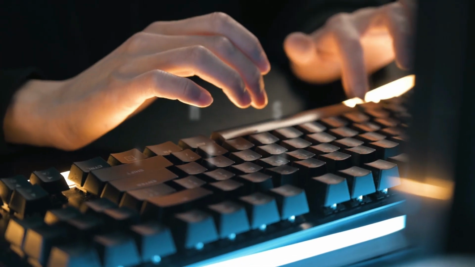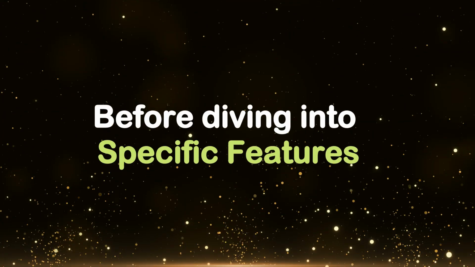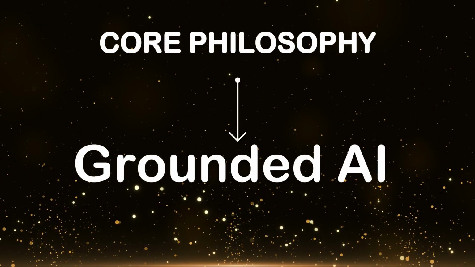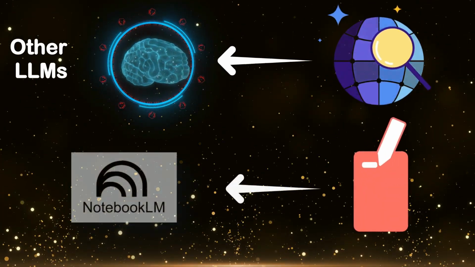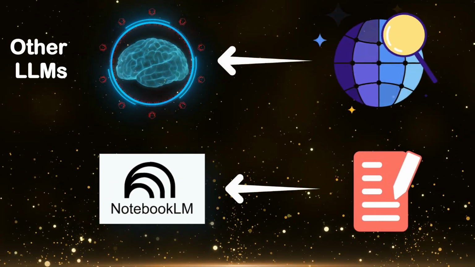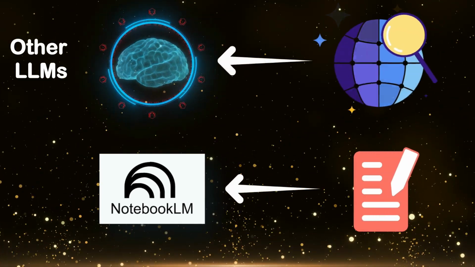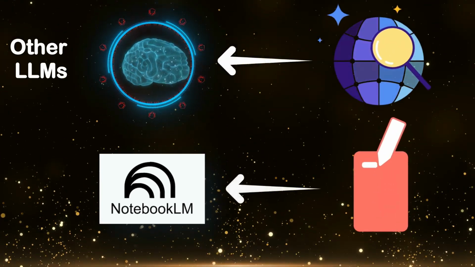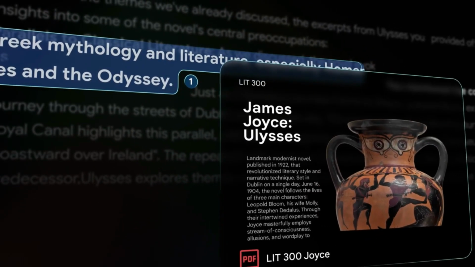Now that you know how to use Notebook LM, let's explore what makes it truly special, the features that will make you say, wow. But before diving into specific features, it is crucial to understand Notebook LM's core philosophy, grounded AI. Unlike most AI tools that pull from the vast internet, Notebook LM becomes an expert only on the documents and sources you provide. This means highly relevant answers you can trust with clear citations back to your material. This foundation of trust is what makes the following features so powerful.